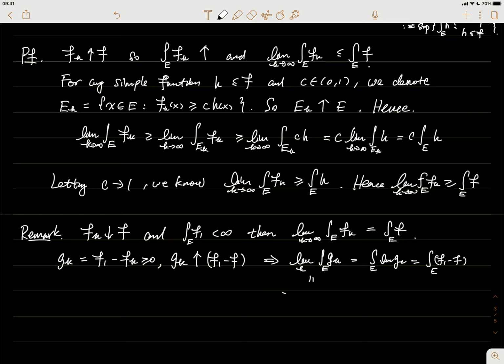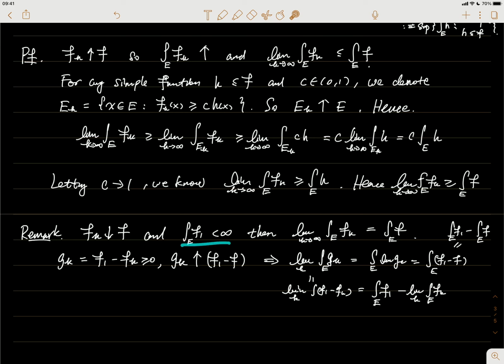And on this side, this is just the limit of the integral of f1 minus fk. But since f1 is integrable, that's why we can pull this constant out and just get this. Okay, and on the right hand side, this is just the integral of f1 minus the integral of f. So now you can cancel the integral of f1 on both sides. And so we show that this is equal to this. So if we cancel out this term and we put a negative sign on both sides, we will still have this equals this. Okay, so that's for the decreasing case.